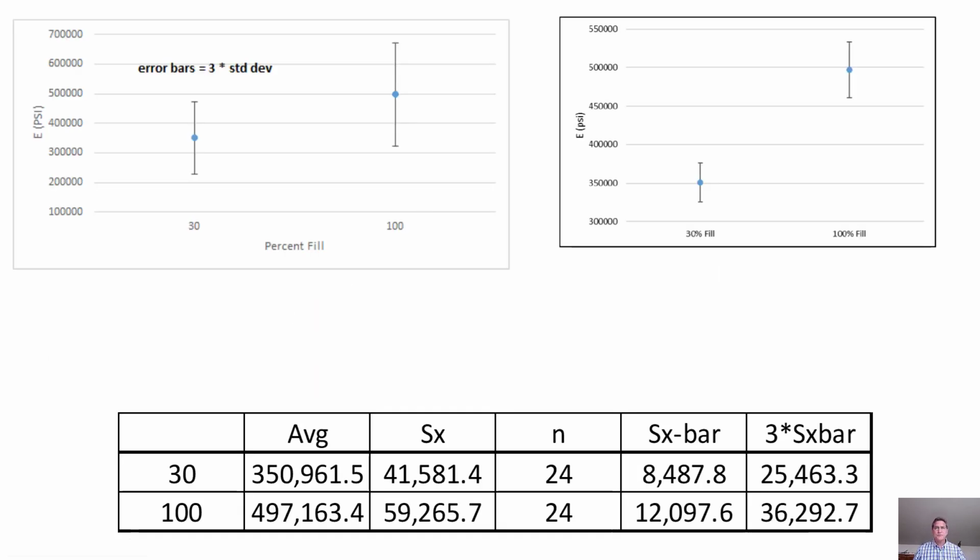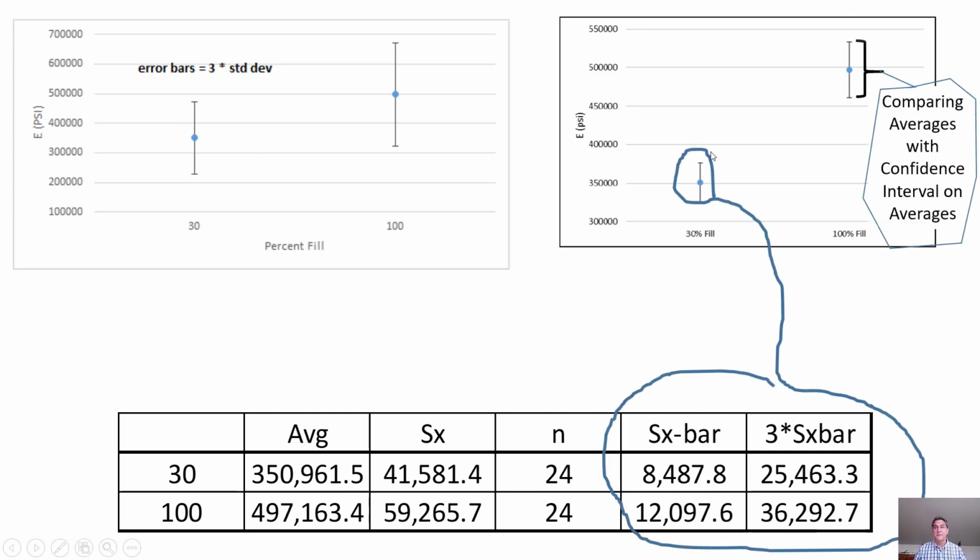Okay, something else I wanted to point out. One person had this graph, one person had this graph, and notice that they're the same thing. It's both the 30 versus 100, 30 versus 100. But notice over here, the error bars don't overlap at all. And over here, there's a lot of overlap. Okay, so what's going on?